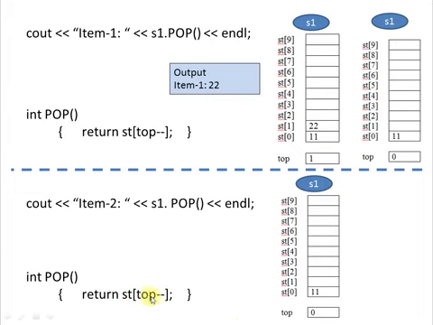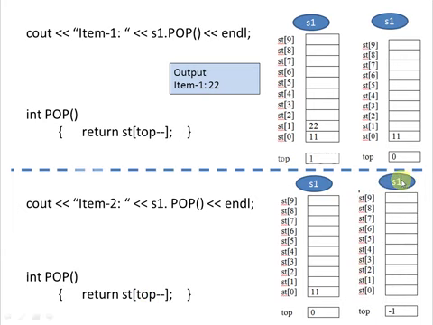The value of top is 0, so at this location, st of 0, the pop function will return the value 11 which is stored at st of 0 location. After returning the value 11, the top will decrement itself and it will become -1. So what is the status of the S1 object? S1 has become empty, and the value of top is -1.